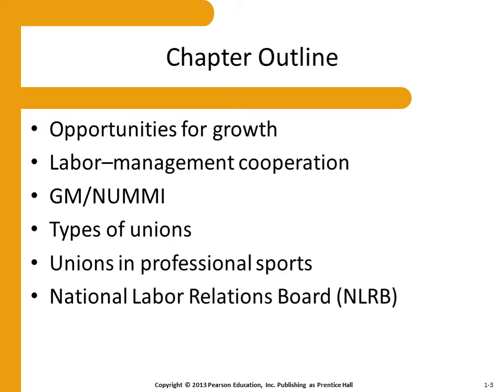We want to talk about labor management cooperation. The chapter discusses some about General Motors and a trial sort of experiment between General Motors and some unions. We want to talk about the types of unions. We want to talk about unions in professional sports. Whether it's baseball or basketball or football, there are unions in all of these sports leagues, and if you follow sports very much, they really can impact a season. And then we want to talk about the National Labor Relations Board.